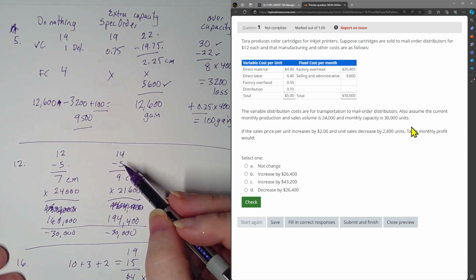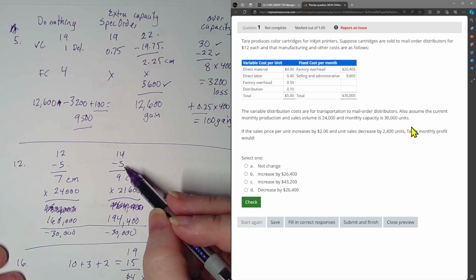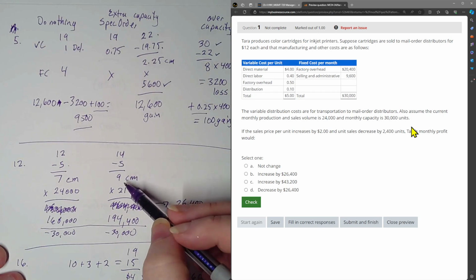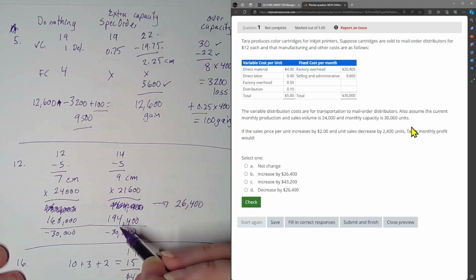Let's look at the second scenario. It would be a sales price of $14, right? An increase of 2. It would still be a variable cost of $5, but the contribution margin would now be 9, on a smaller volume, 21,600. 9 times 21,600 is 194,400.